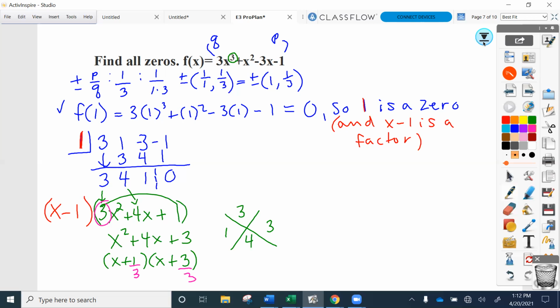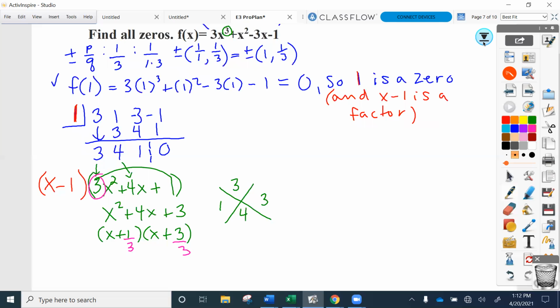So now we have 3x plus 3, right? Because we're going to swing that up front. And since 3 is divisible by 3, we just have x plus 1 here. And we still have the original factor that we found with the P and Q also. All right, so from here, what we're going to do is just set each factor that we found equal to 0 to find all the zeros.